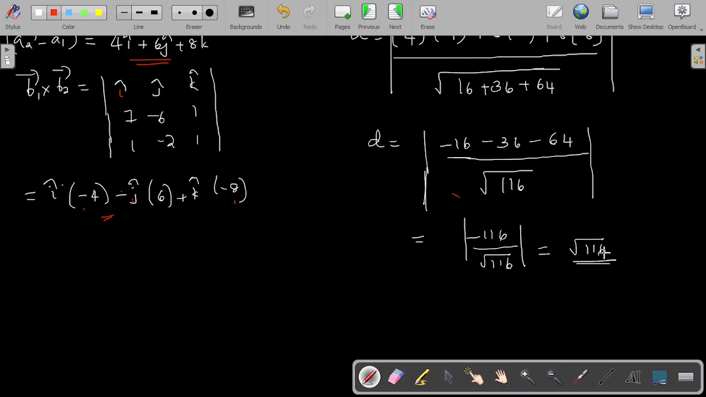This is how we find the shortest distance between two skew lines using one particular formula. I have used the vector form of that formula.